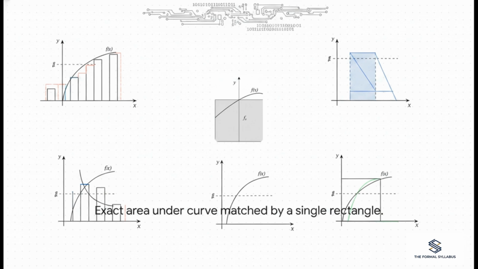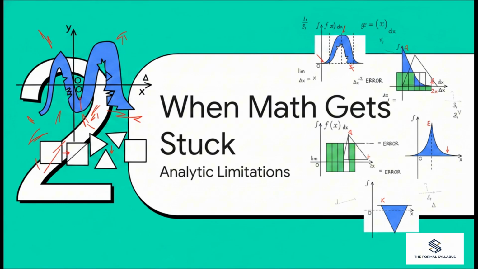It is a beautiful, deeply elegant theory. But, of course, there's a catch. Finding that perfect average height requires us to analytically solve the integral first. And that brings us perfectly to section 2, when math gets stuck. Because we have to confront some very real analytic limitations.